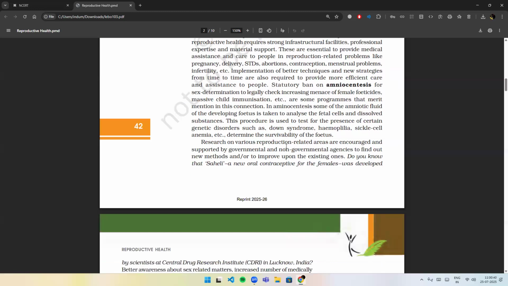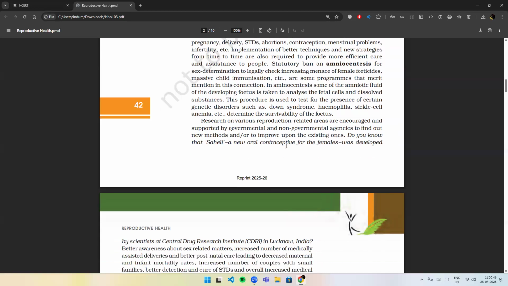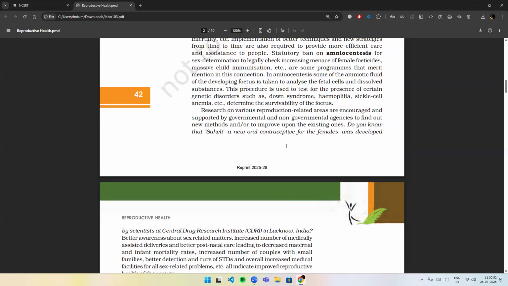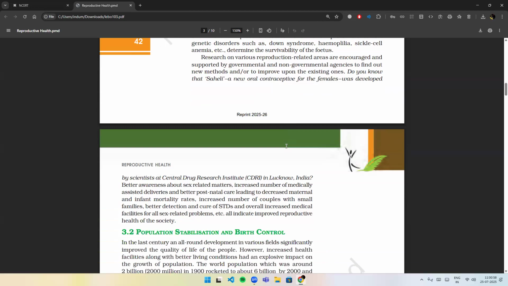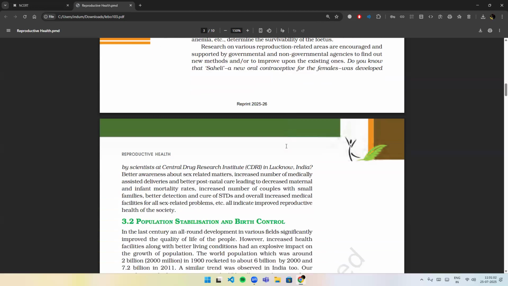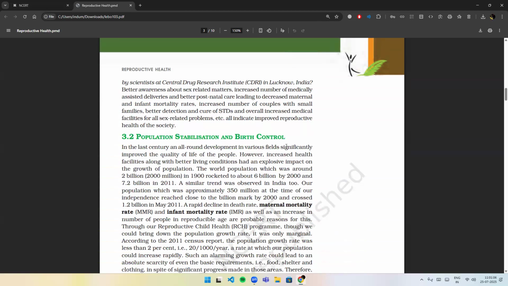Research on various reproduction related areas is encouraged and supported by governmental and non-governmental agencies to find out new methods and or to improve upon the existing ones. Do you know that Saheli, a new oral contraceptive for the females, was developed by scientists at Central Drug Research Institute in Lucknow, India?